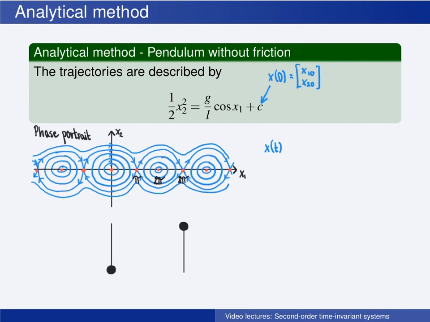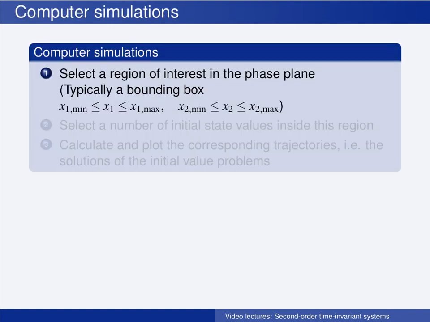Here we use the analytical method to find the phase portrait, but this is only possible for certain systems and most often it's not possible. And then we can use a numerical solver instead. There are numerous computer programs for numerical solution of ordinary differential equations, and these can be effectively used to construct phase portraits. The first thing you do is to select a region of interest in the plane.